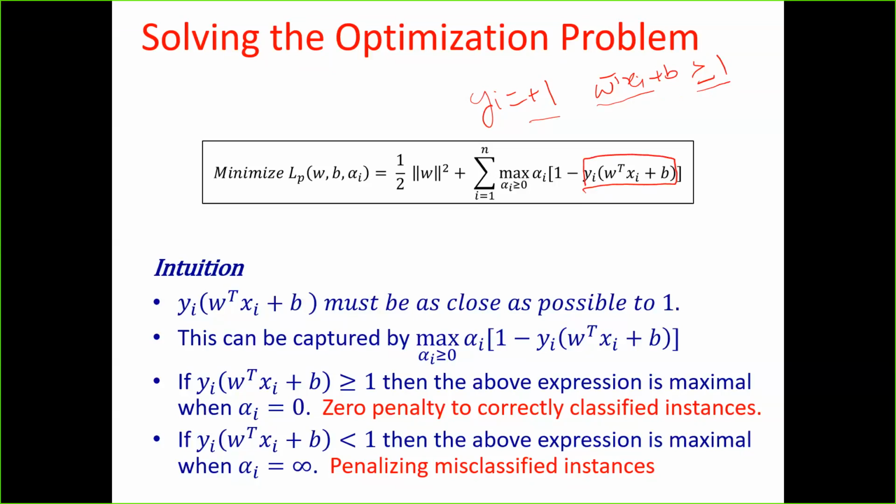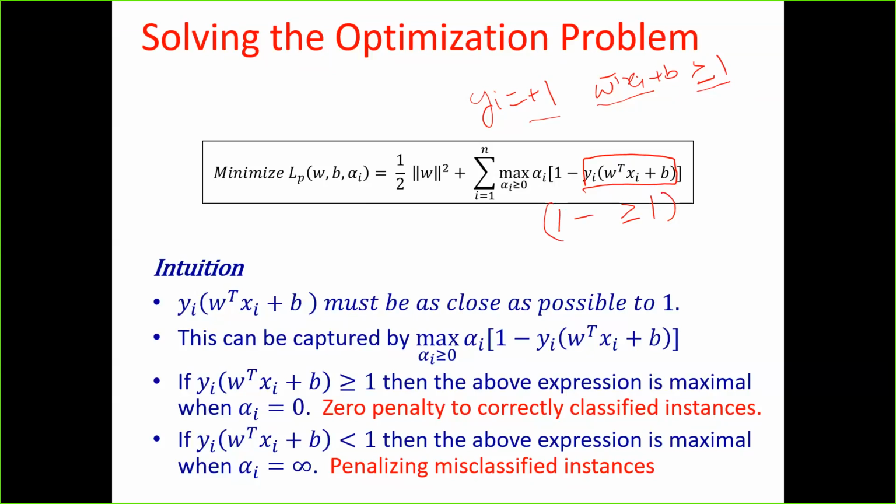yi times W transpose Xi plus B is greater than or equal to 1. What is the value? Greater than or equal to 1, which is greater than 1. Yes. So what is the value of 1 minus something greater than or equal to 1?